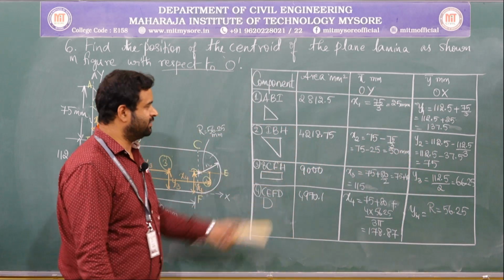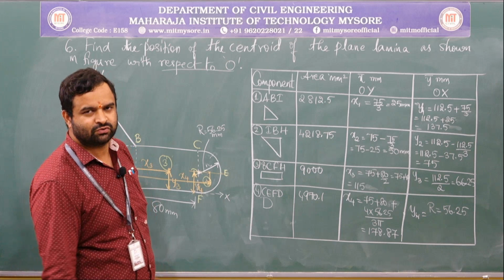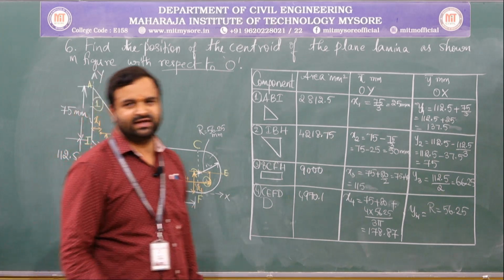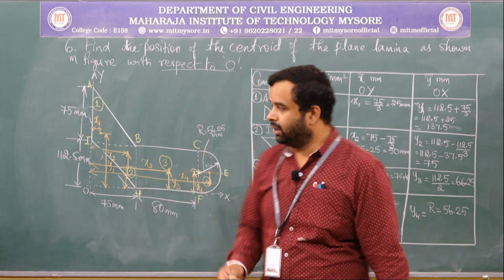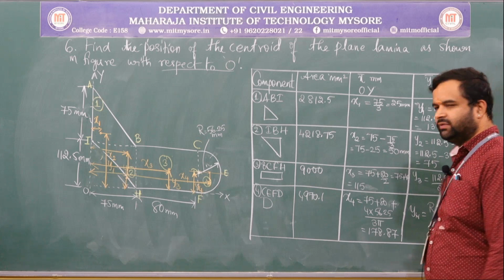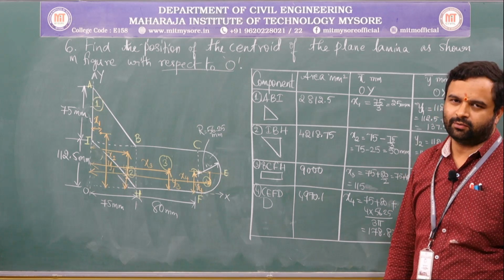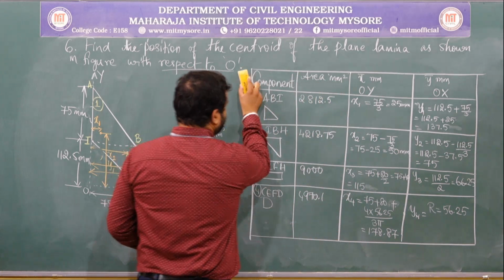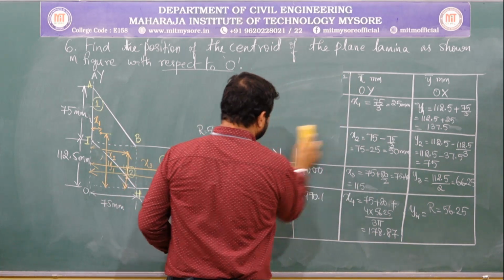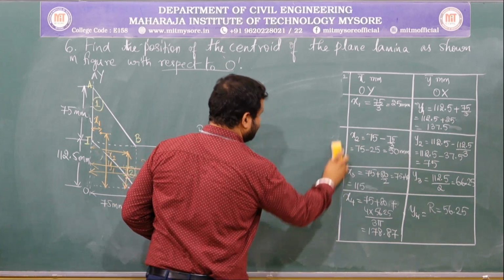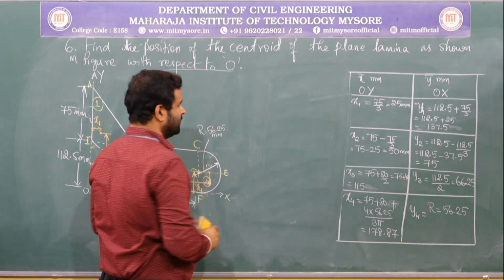If you have the values of x1, y1, x2, y2, x3, y3 and x4, y4, you can now easily calculate the x bar and y bar of the entire lamina. We can calculate that using the formulas. For that, let me erase the first two columns, because I need these values to be substituted.